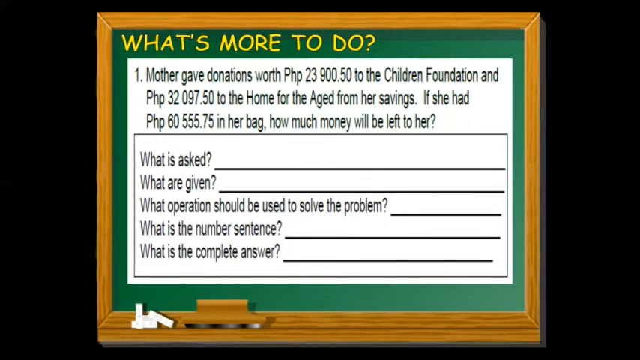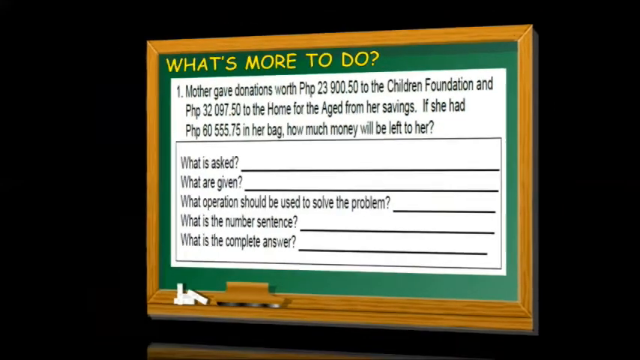Okay? So, para na mas madali natin maisip, tatagalugin natin ngayon yung problem. That's the main thing na kailangan natin gawin. So, mother gave donations worth, so yung nanay daw niya nagbigay ng donasyon amounting to 23,950 cents sa Children Foundation. At nagbigay din daw siya ng 32,097 and 50 sa Home for the Aged. Kung ang pera daw niya ay 60,555 and 75 na nakalagay sa kanyang bag, magkano kaya, how much money will be left to her? Magkano kaya ay matitira sa kanya?